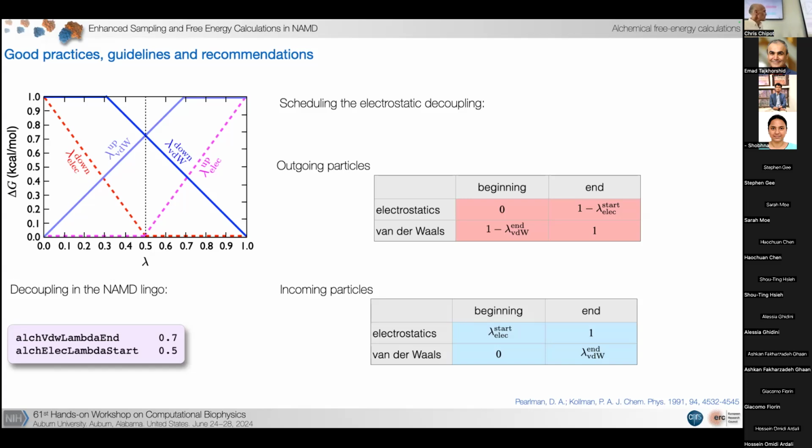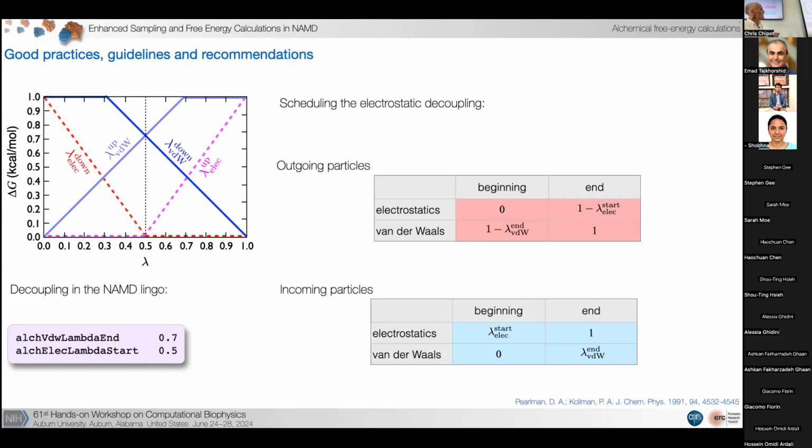And so this is controlled by these two keywords, alk van der Waals lambda end and alk electrostatic lambda start. So you can verify. If you have 0.7, then for outgoing particles, the electrostatic starts at 0 and ends at 1 minus this. So that will be 0.3.